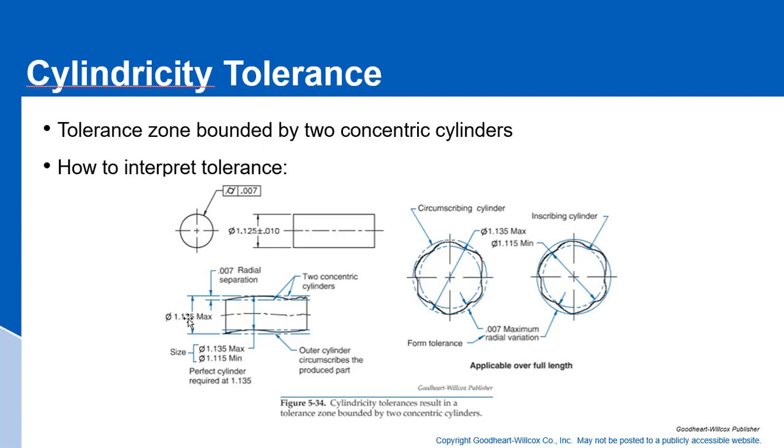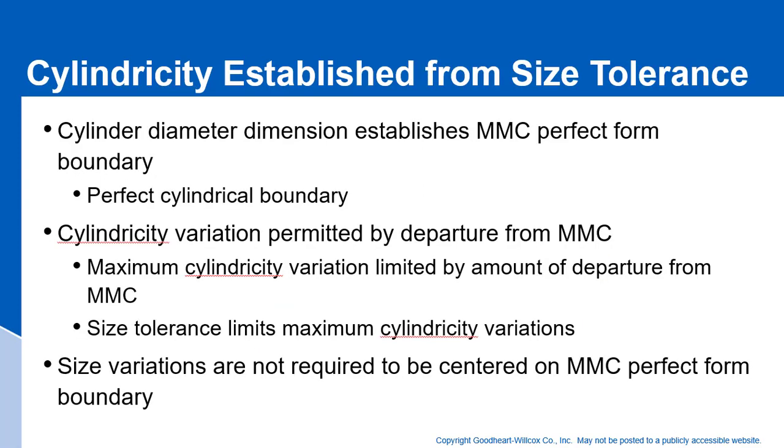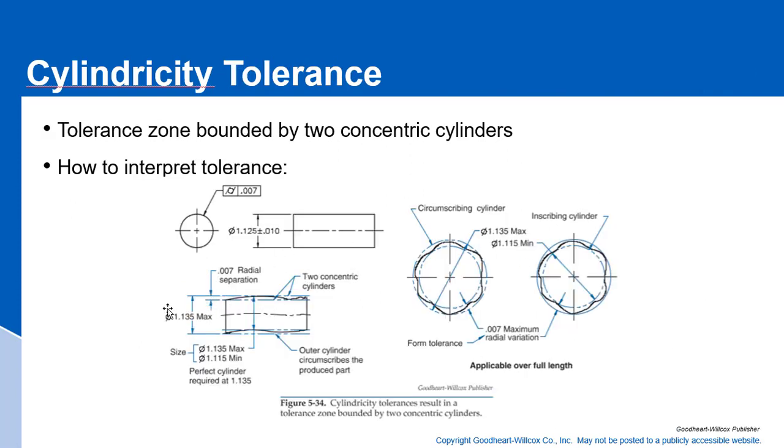You have over here the 1.135 max, that's your maximum material condition, and then you have a seven thousandths radial separation somewhere between these two concentric cylinders. The cylindricity is established from size tolerances. So the cylinder diameter dimension establishes the MMC perfect form, and then the cylindricity variation is permitted by departure from MMC. This is our MMC perfect form boundary, and the cylindricity allows us to vary from that.